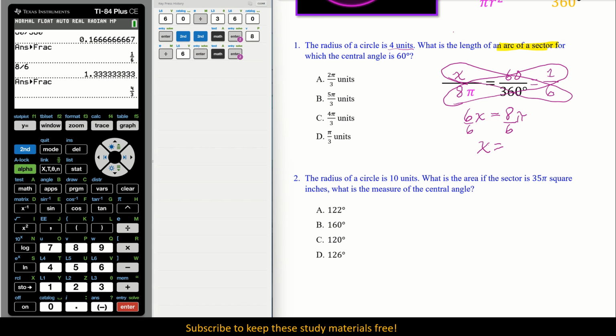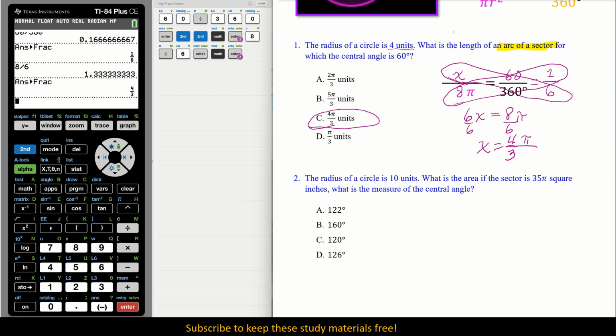Now, if your calculator isn't doing that, it should be 4 pi over 3, which is option C.